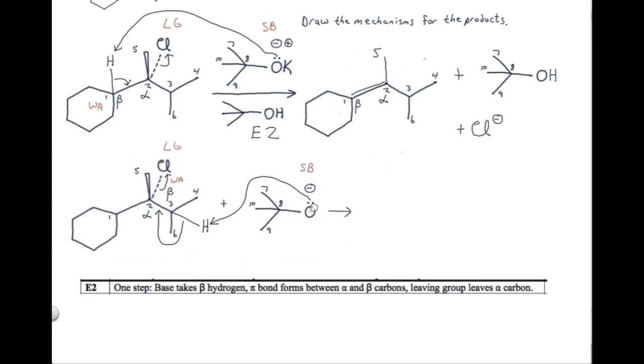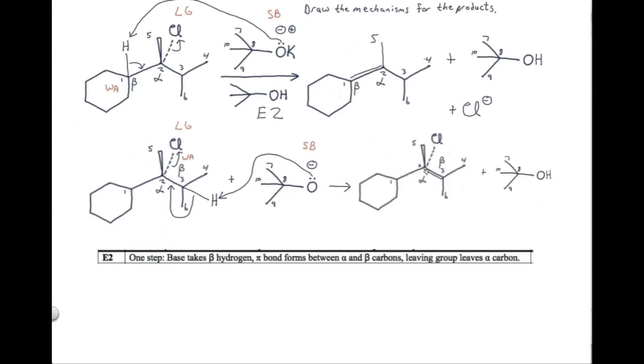This arrow tells us to form a bond between the oxygen and the hydrogen, and to change the charge on the oxygen. This arrow tells us to break the bond between carbon 3 and the hydrogen, and to form a pi bond between carbon 2 and carbon 3. Here's that new pi bond. This arrow tells us to break the bond between carbon 2 and the chlorine, and to change the charge on the chlorine from neutral to negative.